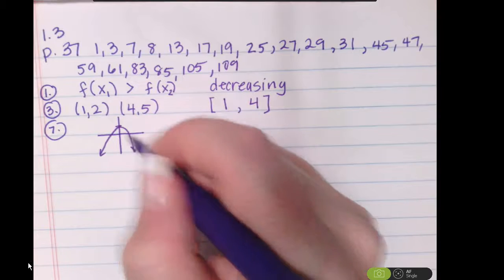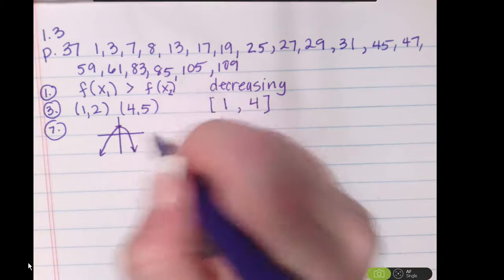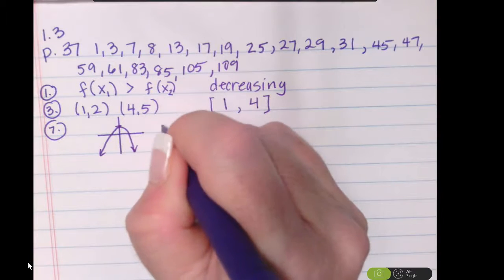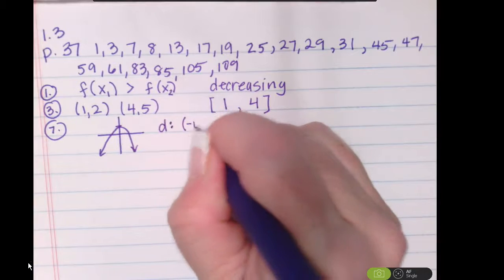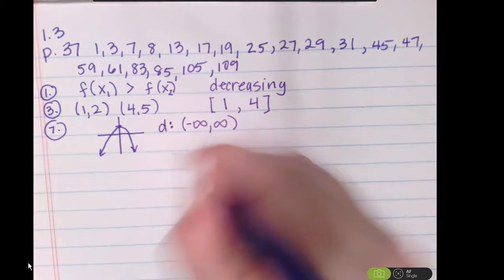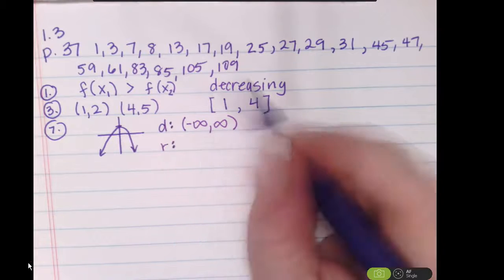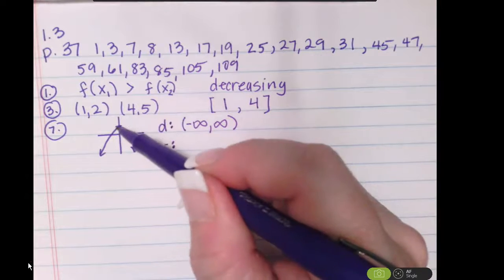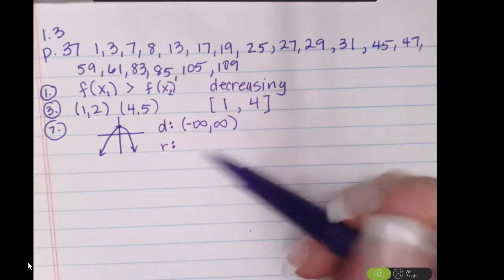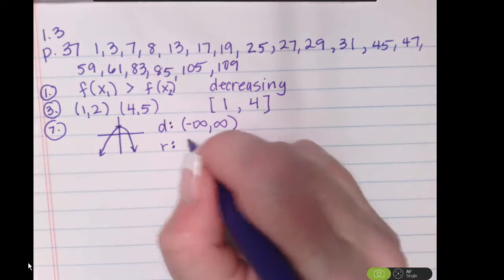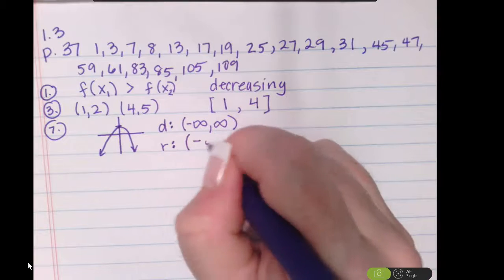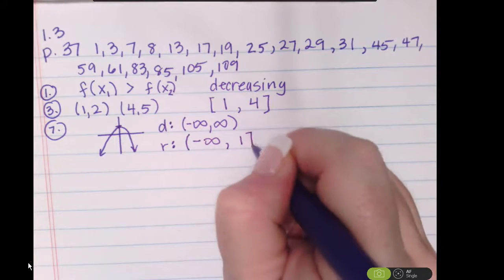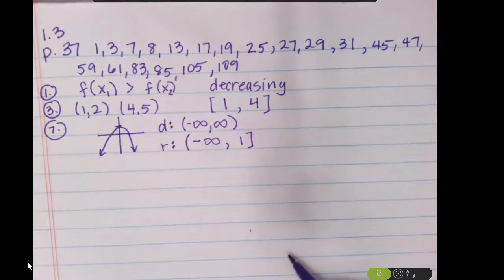The domain for a parabola is going to be all reals, so I would simply notate that like this, negative infinity to positive infinity. And then the range is the one you have to watch out for, because that parabola has a maximum at y equals 1, so the highest that it ever will get is 1, but the lowest, it does go down to negative infinity. So this is the way we would write that range.